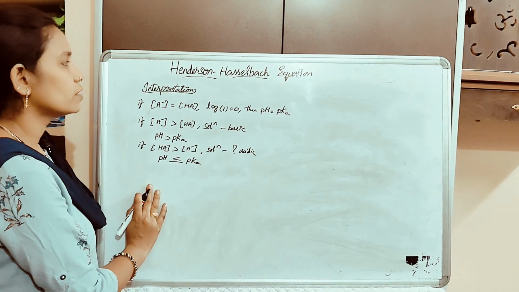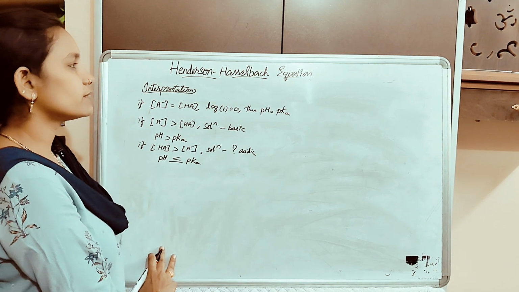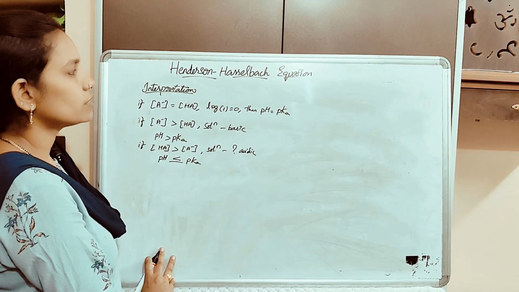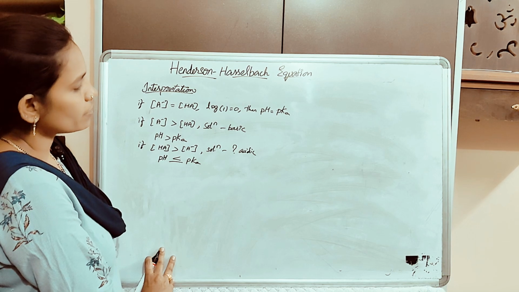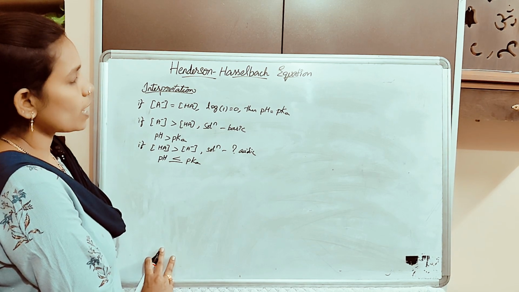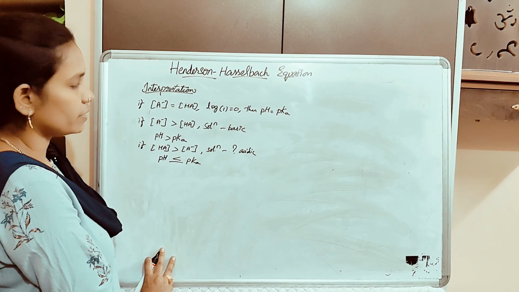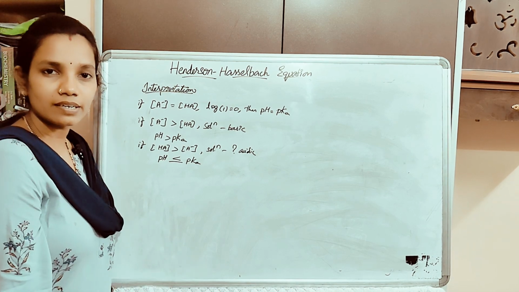So like this, the Henderson-Hasselbalch equation will tell us how the ratio of base to acid affects the pH, right? Is it clear?